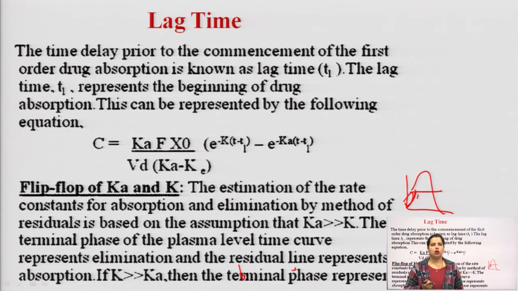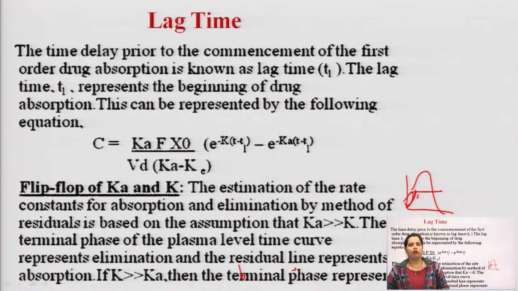Now, the flip-flop of Ka and K, the estimation of the rate constants for absorption and elimination. In some slides it is written Ka and Ke, whereas in some it is Ka and K; K represents the elimination constant. The estimation of the rate constants for absorption and elimination by the method of residuals, which we have discussed, is based on the assumption that Ka is much higher than the elimination rate during the absorption phase. When the drug is administered and ready to be absorbed, at that time the absorption rate will be higher than the elimination rate. So, the terminal phase of the plasma level time curve represents elimination, this part.